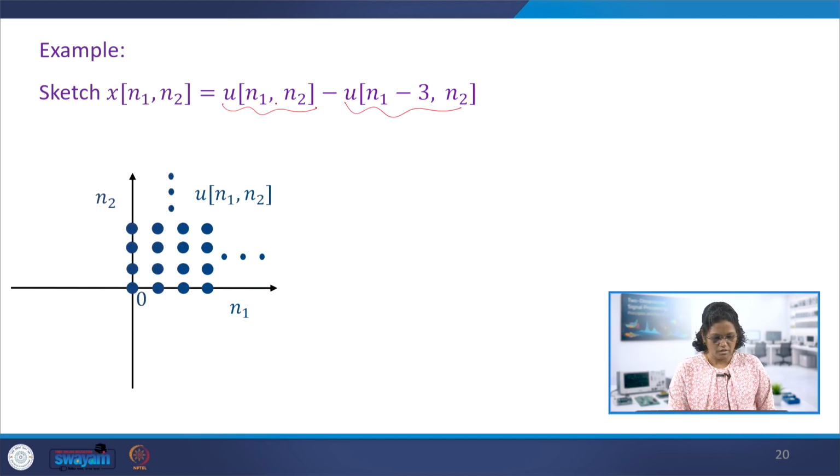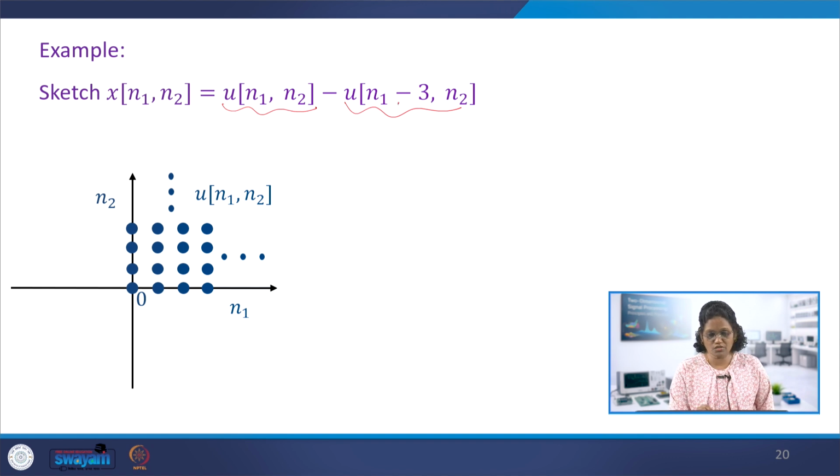In that case, this is the step sequence u of n1 comma n2, in which you can see that it is in the first quadrant. It is extended to n1 infinity and n2 infinity, but not the other side. The negative values of n1 are not allowed here. So this is a 2D step sequence.